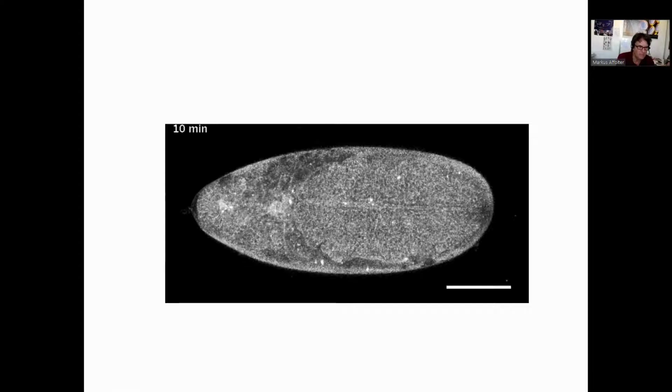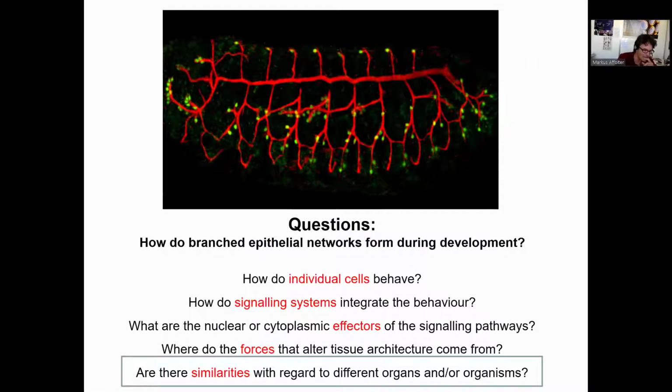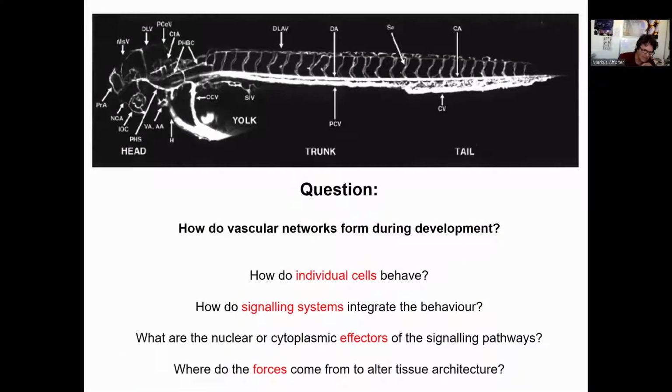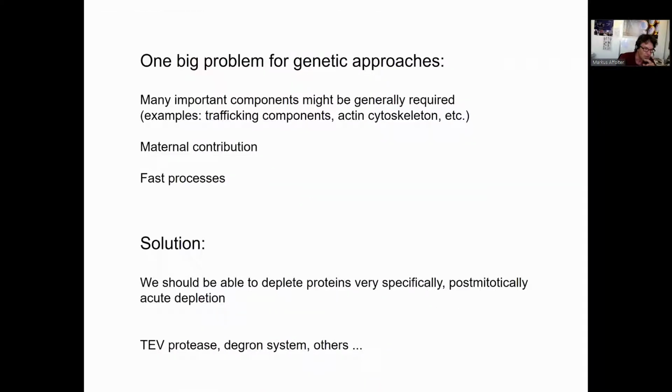So how do we deal with this? We would like to modify proteins acutely in specific places. As I said, the cell is the business end. And the cell is made up of proteins and lipids and not DNA. That's the nucleus. So how do we go about it? There is a real problem for the genetic approach.